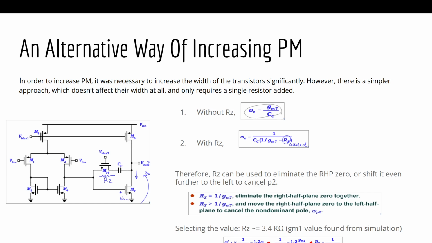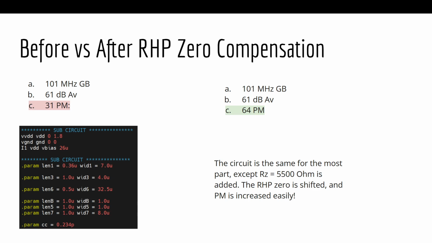Finally, I show an alternative method of increasing phase margin without making the transistors very wide, which is adding an extra resistor in series with C. This resistor can be used to eliminate the RHP zero or even shift it farther to the left to cancel pole 2. Here is the difference after adding RZ. We can see that the phase margin instantly increased from 31 to 64, which is a great difference, simply by adding an extra resistor.